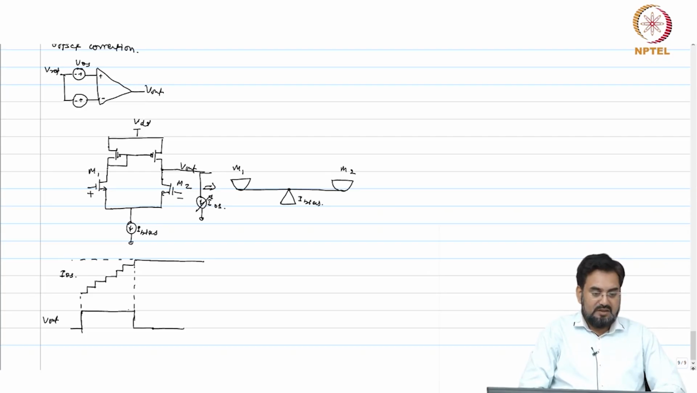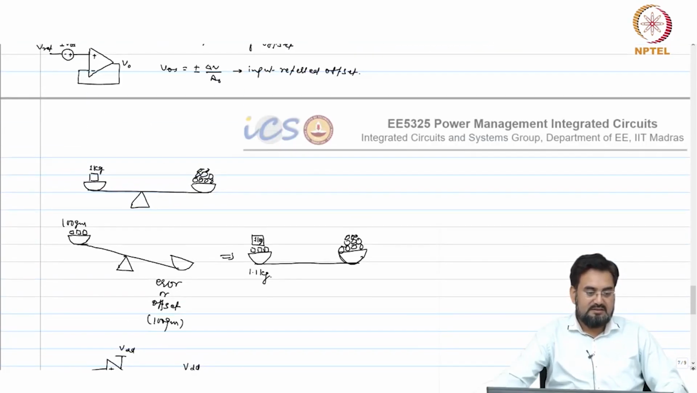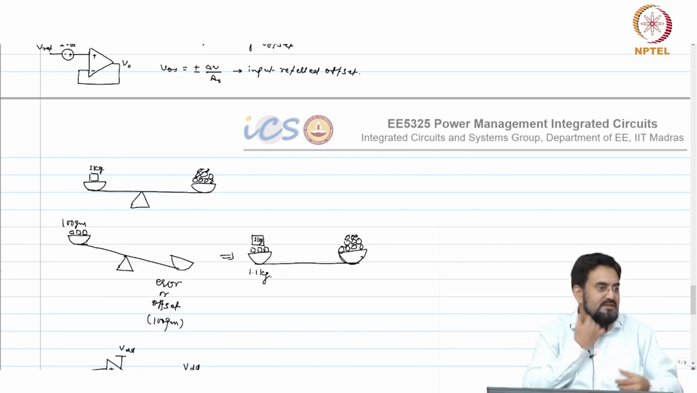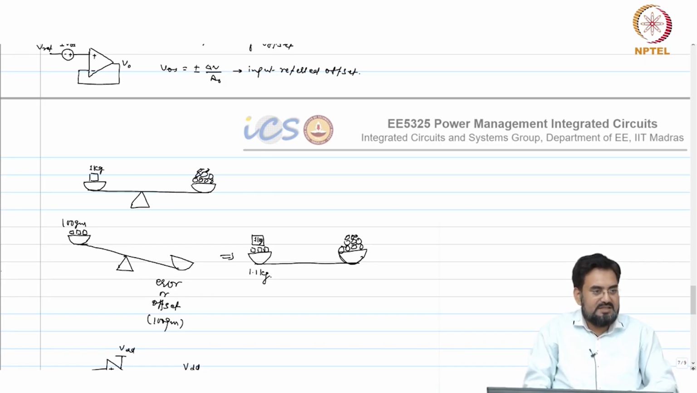Okay, what could be the second option? Let's say I don't have these finer weights, I have only 1 kg and half kg. So I cannot afford to cancel this way. Is there any other way to cancel this? Just think again from this balance point of view. How can you do that? By moving that fulcrum. Yeah, so you can move the center actually.